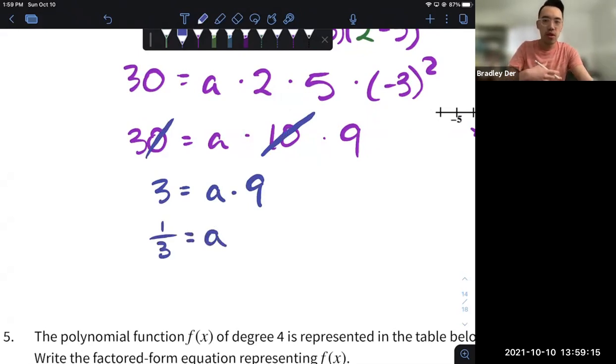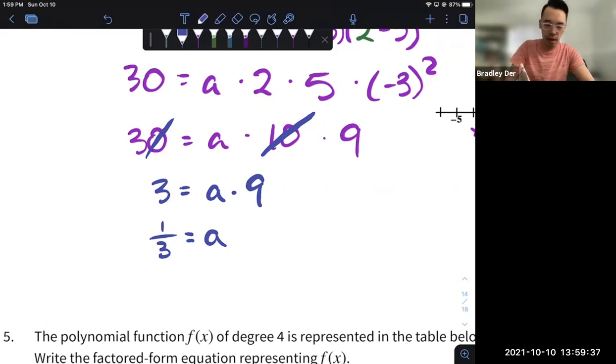Not too bad when it's 30 over 90, but if it was, for example, 24 over 72, you're like, wait, hold on, 24 over 72, you'd get there, but it would take you just a little bit longer. So if you just leave things factored out and start dividing out factors, the numbers won't get as intense, in my opinion. But a is equal to 1/3.